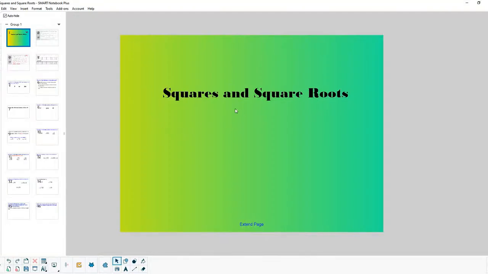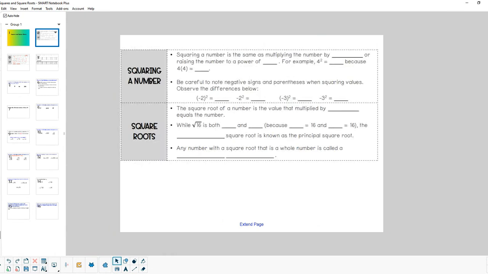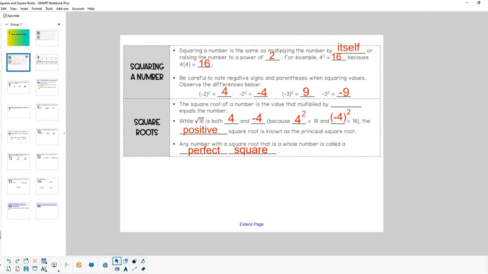This is the real number unit, and this is talking about squares and square roots. These are some of my favorite numbers, and they are extremely useful. First one is squaring a number and square roots. What do we mean by that? And what do you need to write on your notes outline?